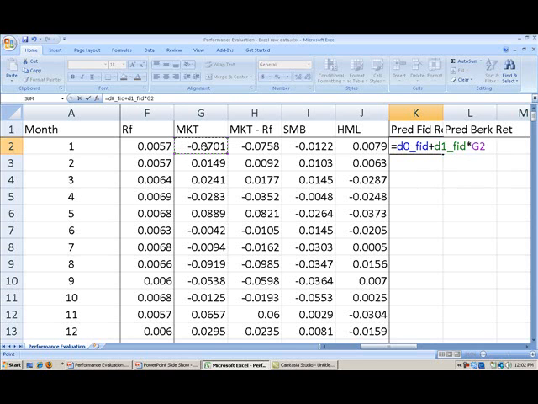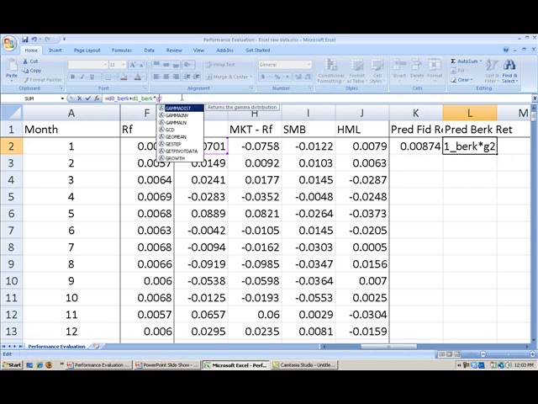And we can press enter. We've calculated the predicted return for Fidelity. If we copy this formula across and then adjust the names so that we're referring to Berkshire instead of Fidelity.